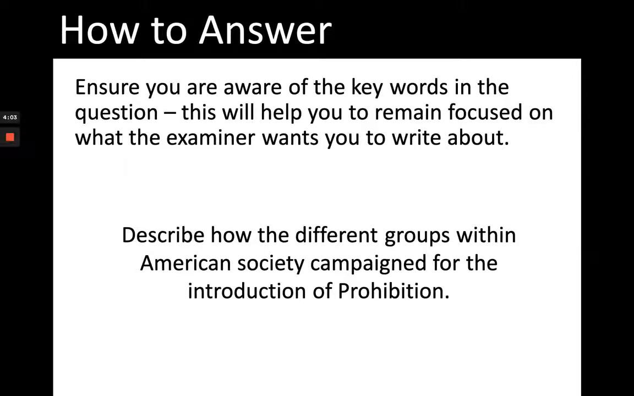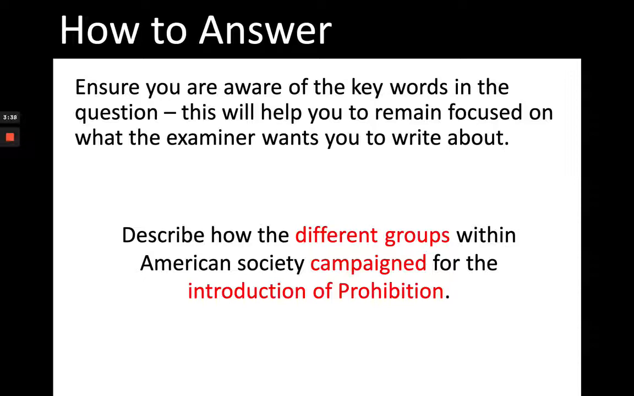The first thing you want to do when you answer any exam question is ensure that you're aware of the key words in that question, because this is going to help you to remain focused on what the examiner wants you to write about. So your question today is describe how the different groups within American society campaigned for the introduction of prohibition. The key words are going to be different groups, campaigned, and introduction of prohibition.